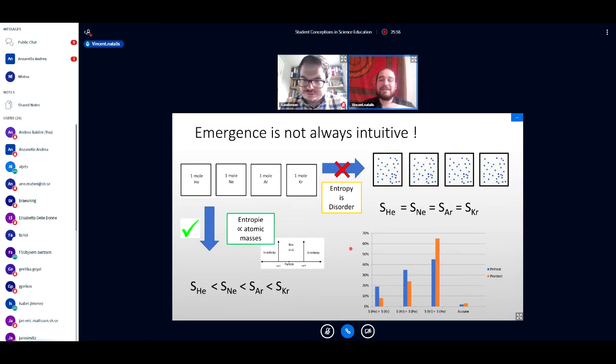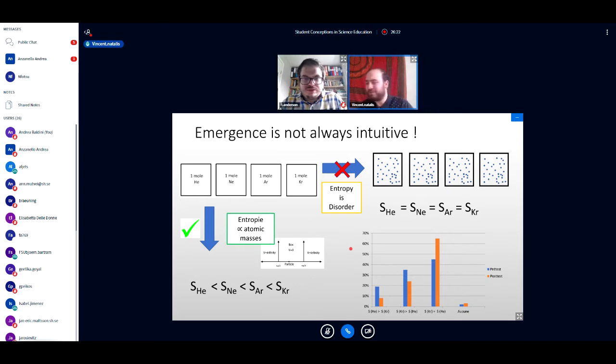In this case, the solution lies in another property, less known and less intuitive than disorder, which is that entropy depends on the mass of the atoms under consideration. This is a consequence of the model of the particle in the box. The mass of the particle influences the number of accessible energy states, and therefore the entropy. Consequently, the entropy of krypton, the heaviest, is greater than that of argon, neon, and helium.